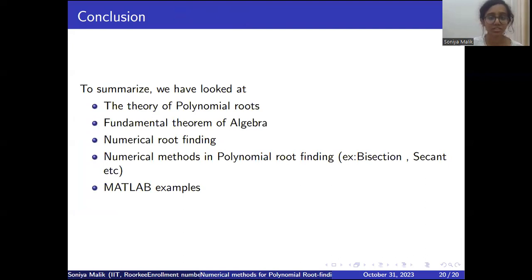So in this presentation, we discussed the theory of the polynomial root, and we discussed some numerical techniques to calculate the root of a polynomial and showed examples using MATLAB code.